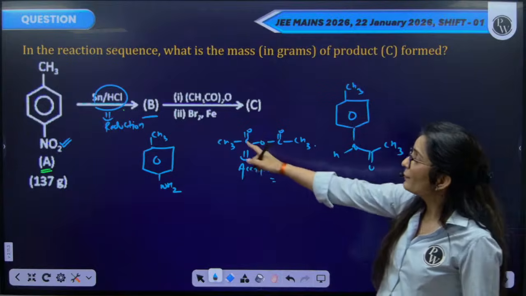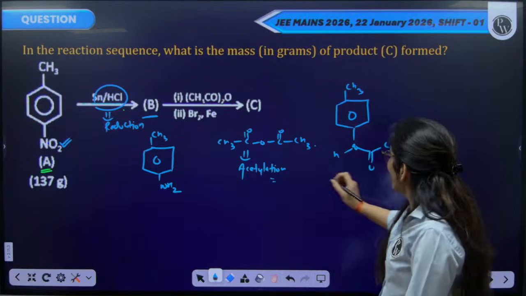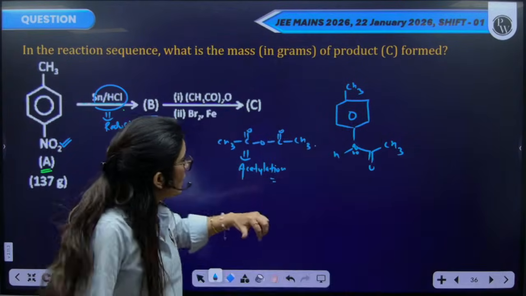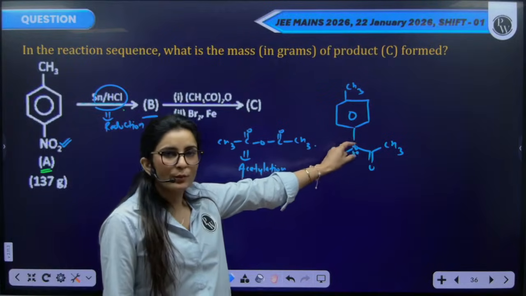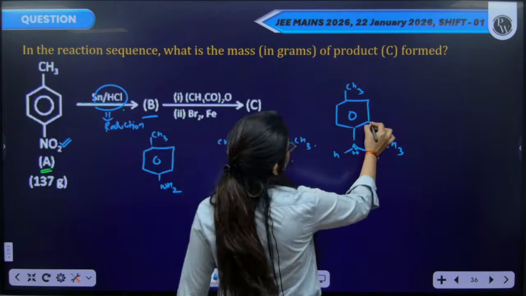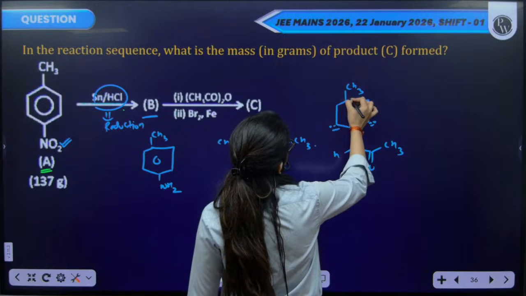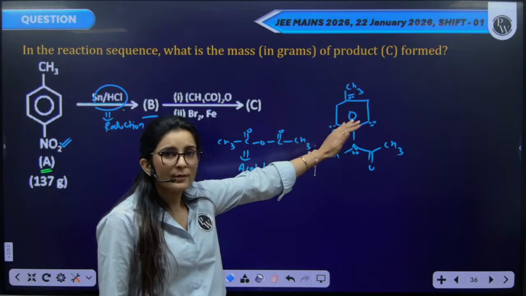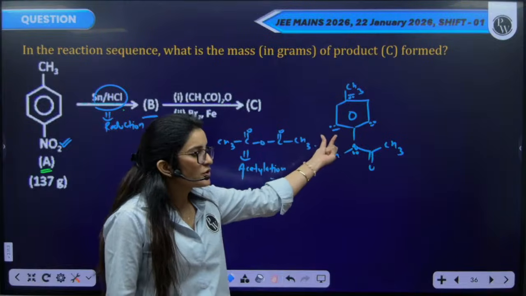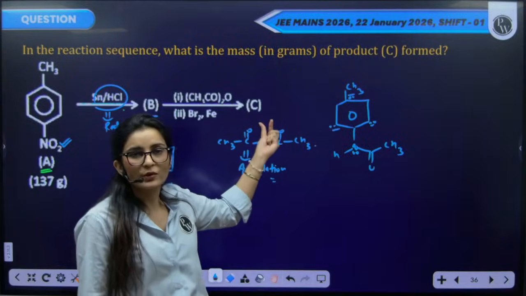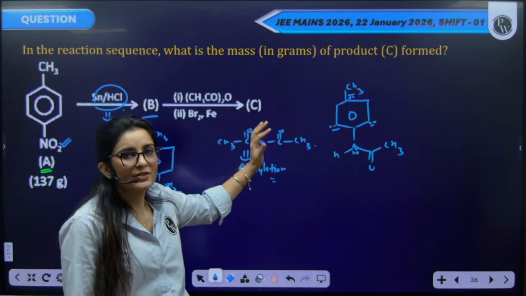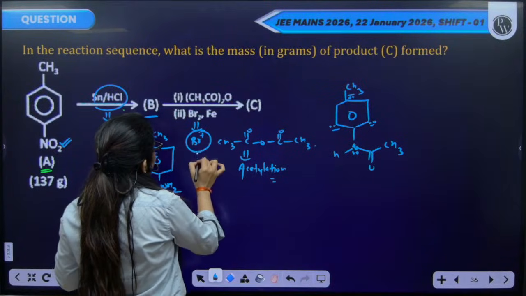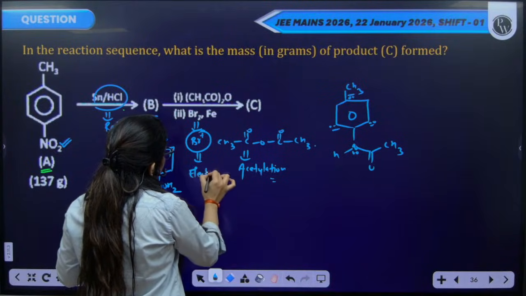In the next step, Br2 with Fe is added. Here this particular ring will be activated by this group, and as nitrogen contains a lone pair of electrons, it will increase the electron density at the ortho position as well as at the para position. The para position is already blocked, so only the ortho positions are left, where the electrophilic aromatic substitution reaction can take place. Br positive will be generated as an electrophile.